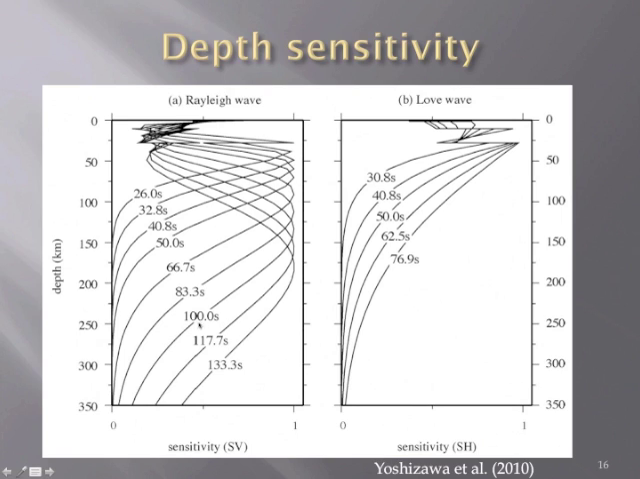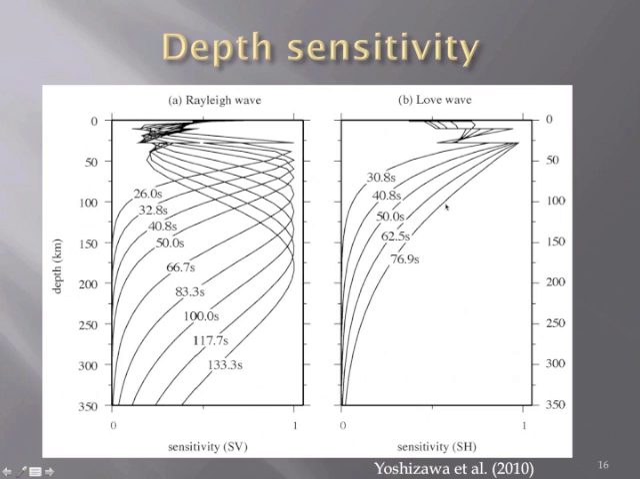For example, at 100 seconds, you are mostly sensitive to this very broad depth region, and it's mostly beneath 100 kilometers. And if you really want to study very shallow structure, then you need to go below 26 seconds. So this is the earthquake band, but if you can do ambient noise, you can go from 1 second all the way to 30 seconds. So it provides a very unique tool to study crust and uppermost mantle structure.